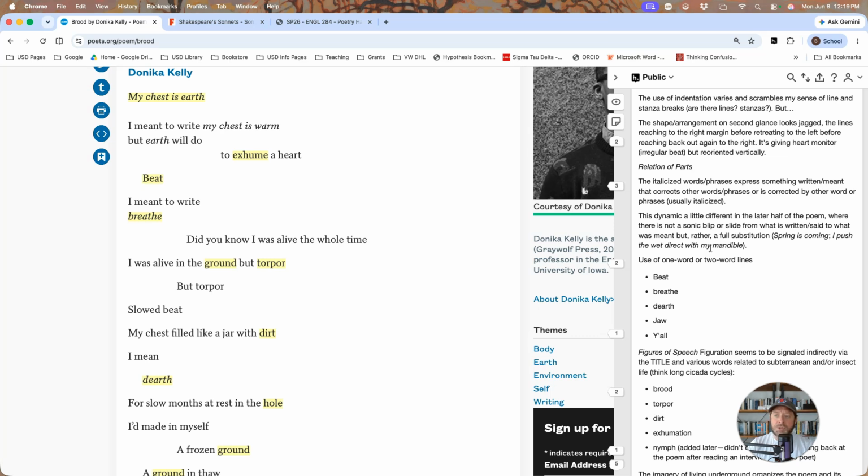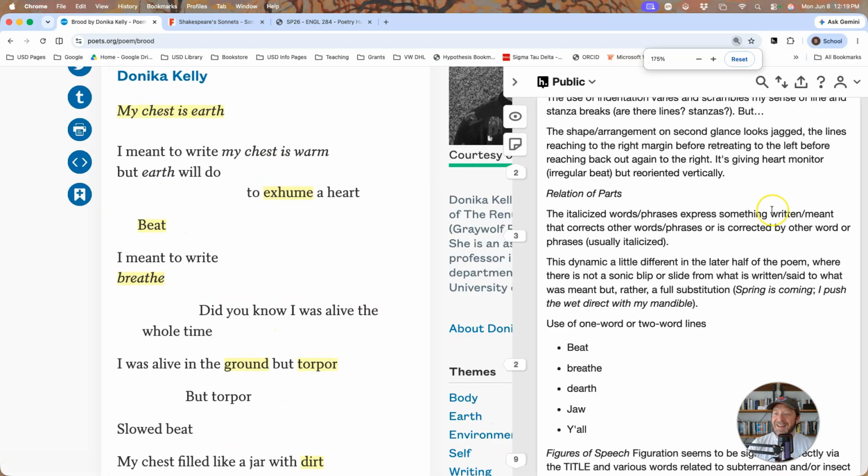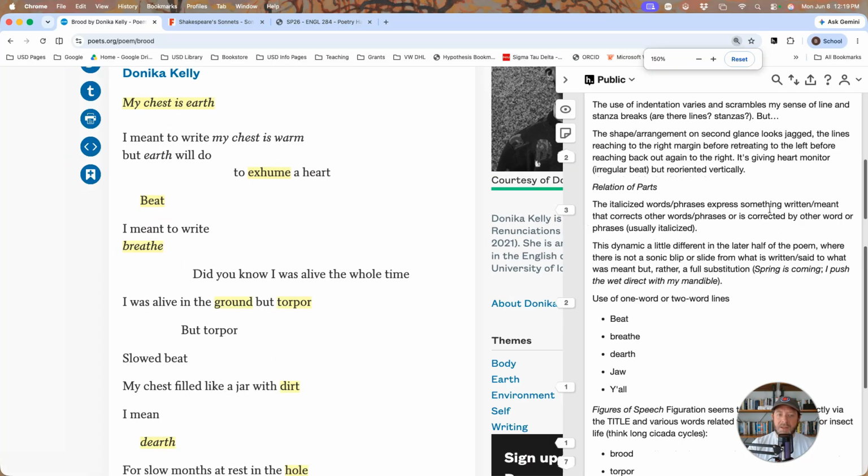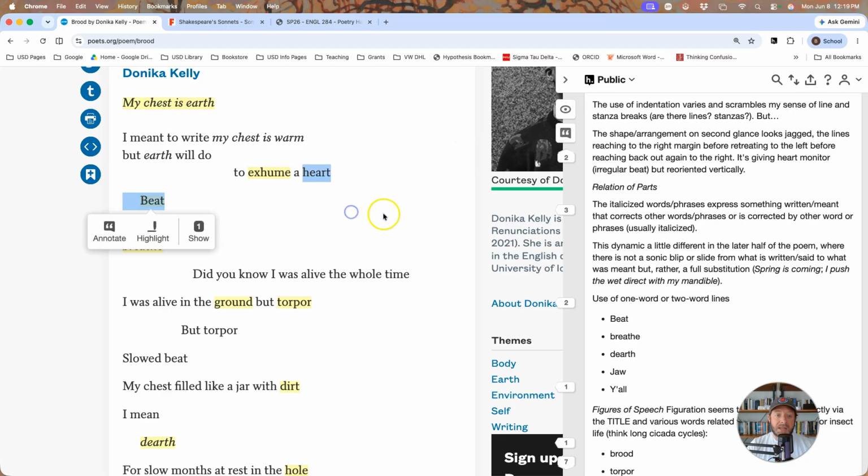And it seems to be giving, as I put in my notes here, a heart monitor or a kind of irregular beat, but reoriented vertically. At first I didn't think this necessarily mattered until it occurred to me that heart monitors have a kind of rhythm to them. When we're talking about heartbeat, and the poem itself mentions heartbeat, we're thinking about rhythm.